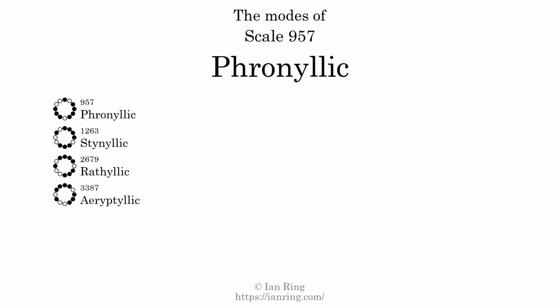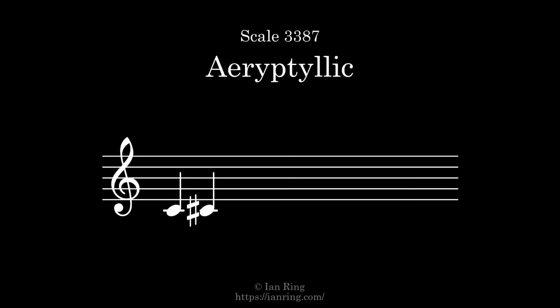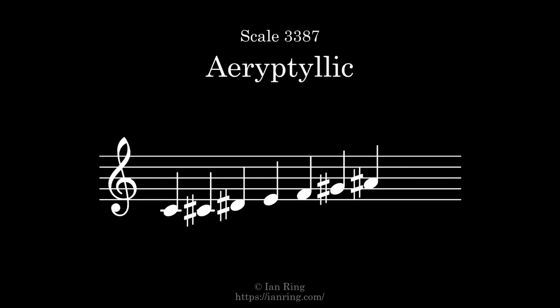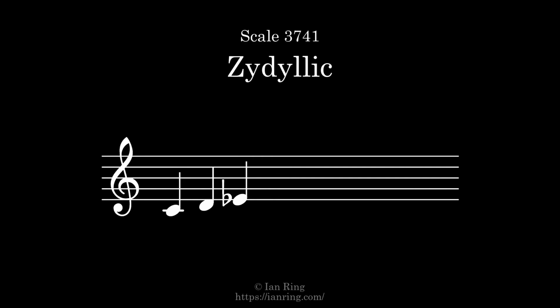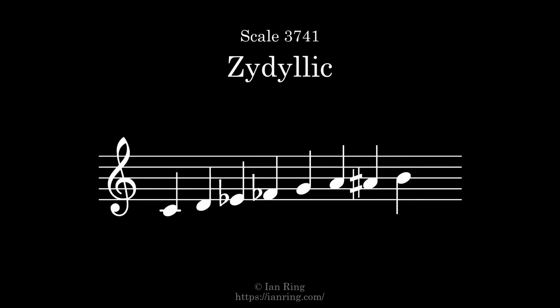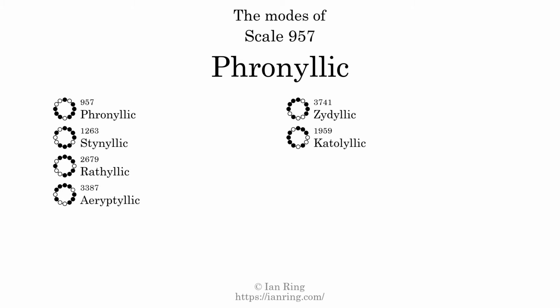The fourth mode is scale 3387, also known as Heteromorphisms. It sounds like this. The fifth mode is scale 3741, also known as Phronyllic. It sounds like this. The sixth mode is scale 1959, also known as Phronyllic. It sounds like this.